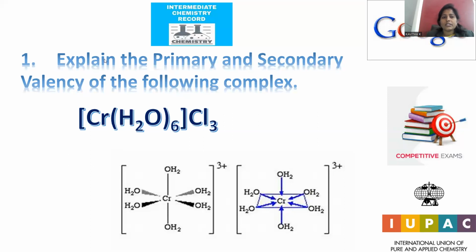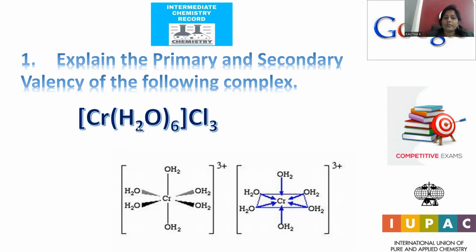The question is regarding coordination compounds, where a coordination complex is provided. Explain the primary and secondary valency of the following complex. This is the coordination complex. In the entire intermediate chemistry, coordination complexes have the highest weightage for any kind of exam, that may be entrance or any competitive exam, with the highest provision for question framing, right? Here, primary and secondary valency of the following compound are to be identified.